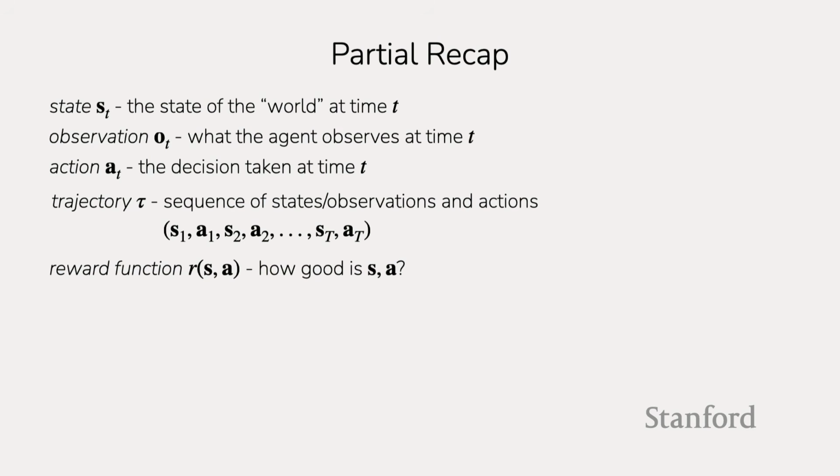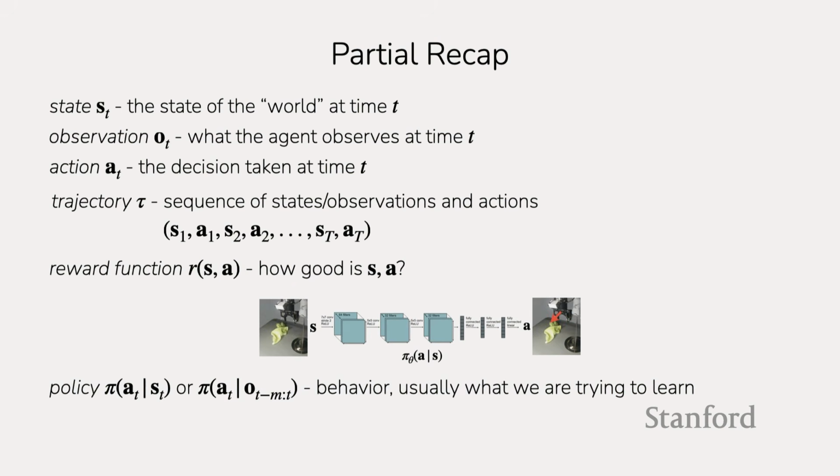We also introduced this notion of a reward function, which is how good is a given state and action. And lastly, this notion of a policy, which is either conditioned on the current state, what actions do we want to take, or conditioned on a history of observations, what actions should we take? And usually this policy is the behavior that we're trying to learn.